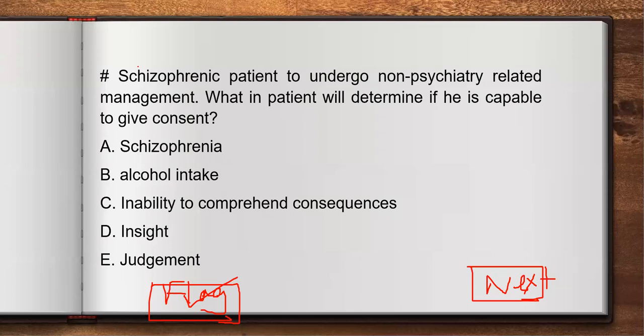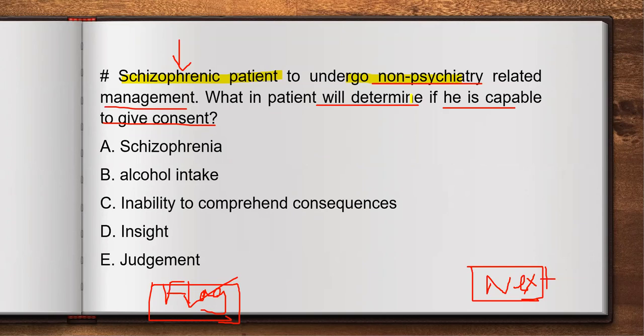So we have got our first question. There is a schizophrenic patient to undergo non-psychiatry related management. What in the patient will determine if he is capable to give consent? So you have got a schizophrenic patient who is going to have non-psychiatry related management, like he will need a surgery or he might need an invasive procedure. And you want to take the consent from that patient. What in the patient will determine if he is capable to give the consent?